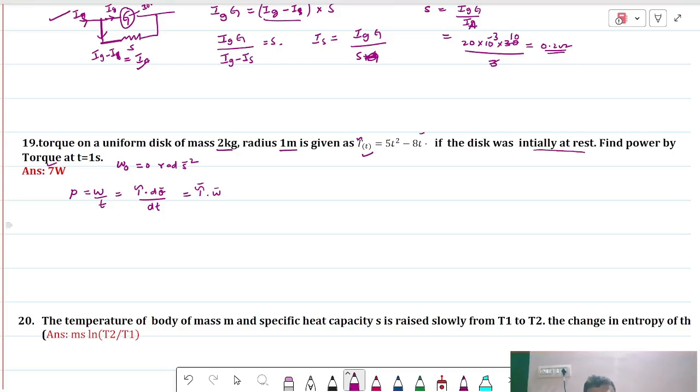Power in mechanics is F dot V, right? So similarly, in rotatory motion, power is tau dot omega. So now I want to find out the omega value. Tau is already there. Tau is equal to I alpha, where I for a uniform disk is mr square by 2. Here tau is equal to 5t square minus 80.